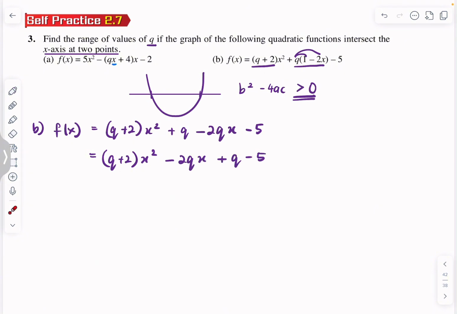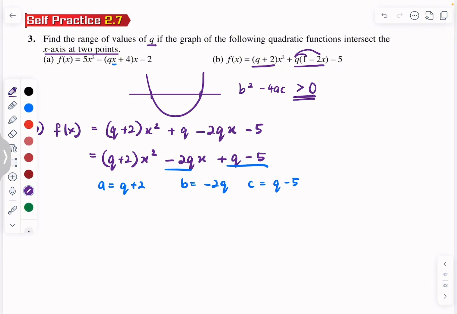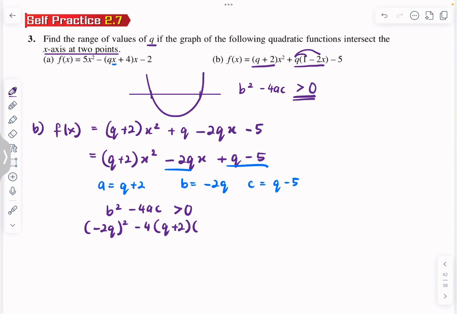Okay, why did I rearrange it this way? Because I want to separate x squared, x and constants. So when I separate it like this, we can easily find our a, b and c. So a will be q plus 2, b will be negative 2q, and c will be q minus 5. So now we can do our b squared minus 4ac. Okay, so b squared minus 4ac must be more than 0. So negative 2q squared minus 4ac more than 0.